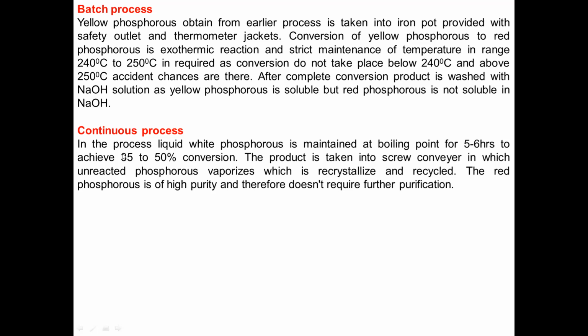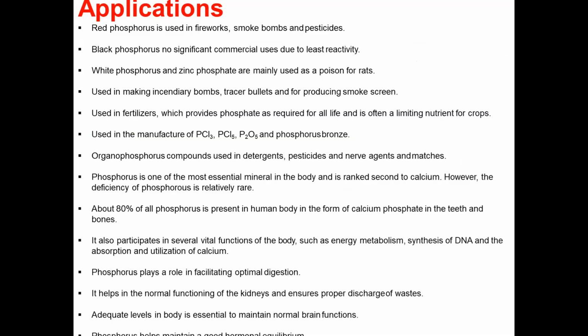In the process, liquid white phosphorus is maintained at its boiling point for 5 to 6 hours to achieve 30 to 50% conversion. The product is taken into a screw conveyor in which unreacted phosphorus vaporizes, which is recrystallized and recycled. The red phosphorus is of high purity and therefore doesn't require further purification.